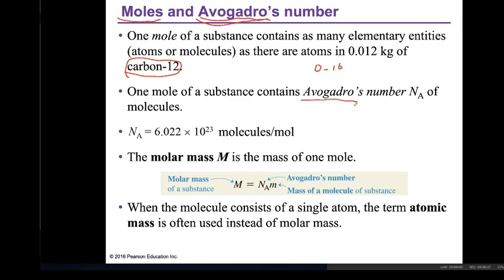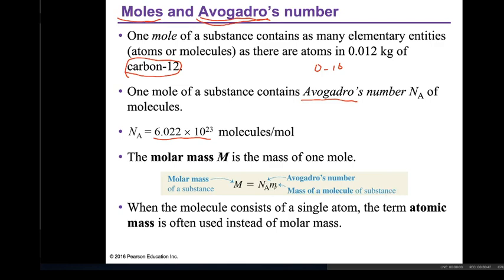So this is Avogadro's number. And this number is finally determined to be a big number, which is here. And the molar mass is the mass of 1 mole. So molar mass equals the Avogadro's number times the mass of a molecule of the substance.